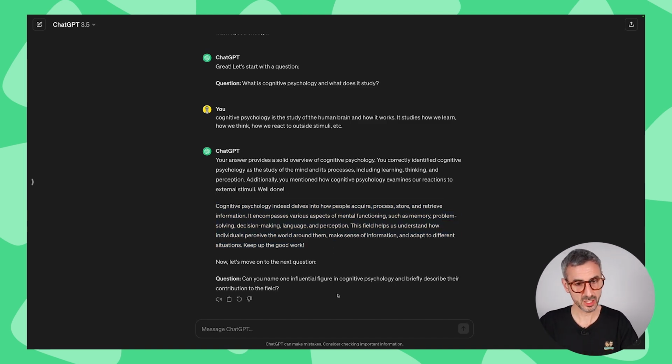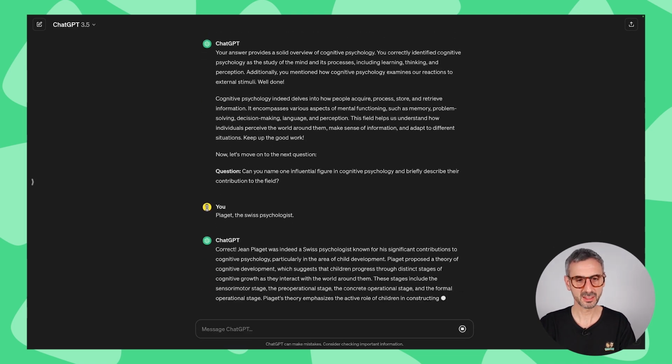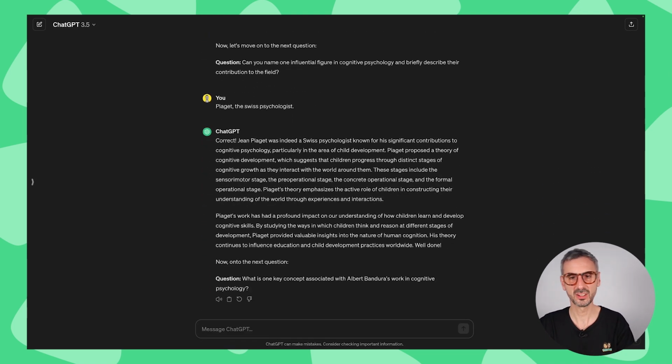And then the next question, can you name one influential figure in cognitive psychology and briefly describe their contribution to the field? Yeah, let's go with Piaget, which is the only one I remember. The Swiss psychologist. Okay, I don't remember what he did. Correct, Jean Piaget was indeed a Swiss psychologist known for his significant contribution to cognitive psychology, particularly in the area of child development. Yeah, I read that.